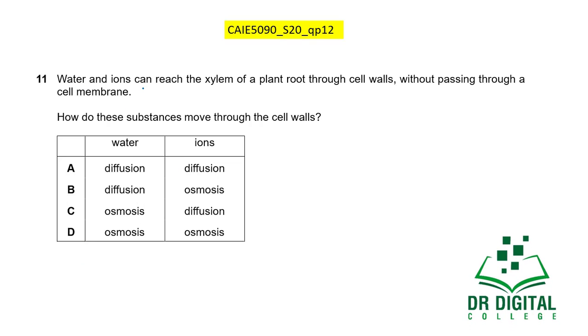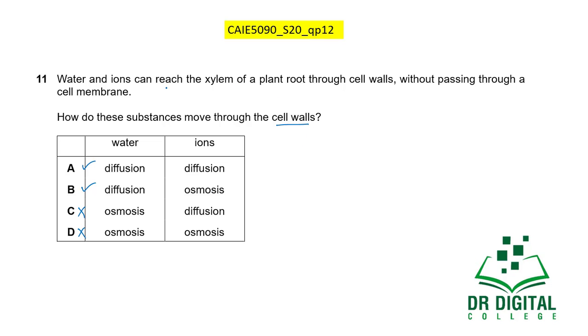In this question, water and ions can reach the xylem of a plant root through the cell wall without passing through a cell membrane. How do these substances move through the cell wall? You know that for the movement of water, the term used is osmosis, but only if it is passing through a partially permeable membrane. As it is moving through the cell wall, which is not partially permeable, options C and D are wrong. Water will be diffusing here, so A can be correct, B can be correct.